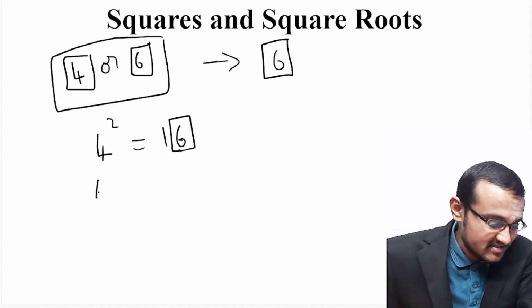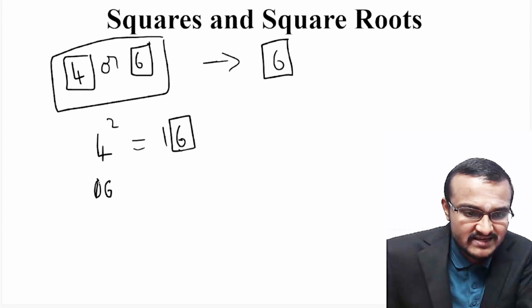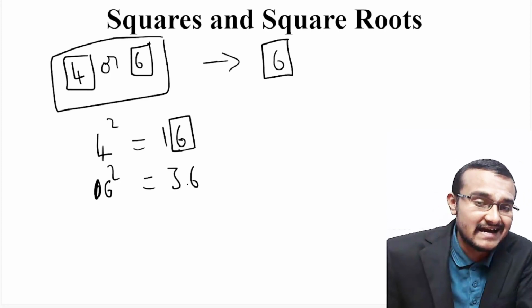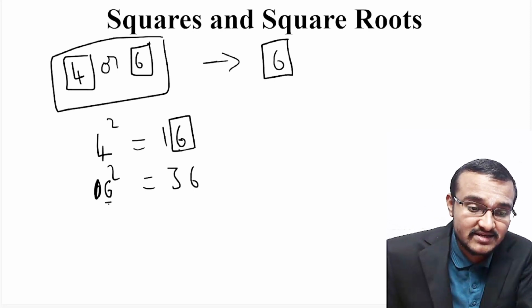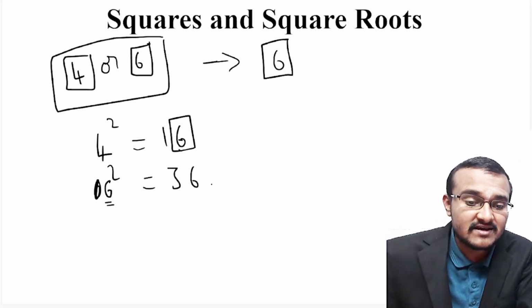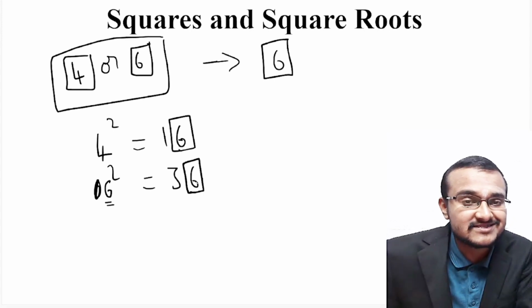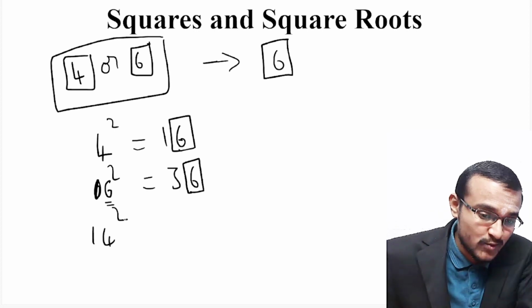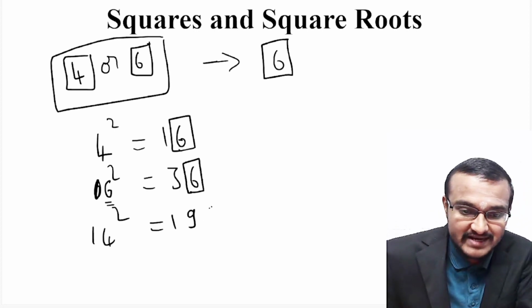Similarly, if you take 6 squared, it will have 36 as its answer. So here also you can see 6 is in the units place. Here also the square of 6 has 6 in its units place. So if you take 14 squared, the answer for 14 squared is 196.